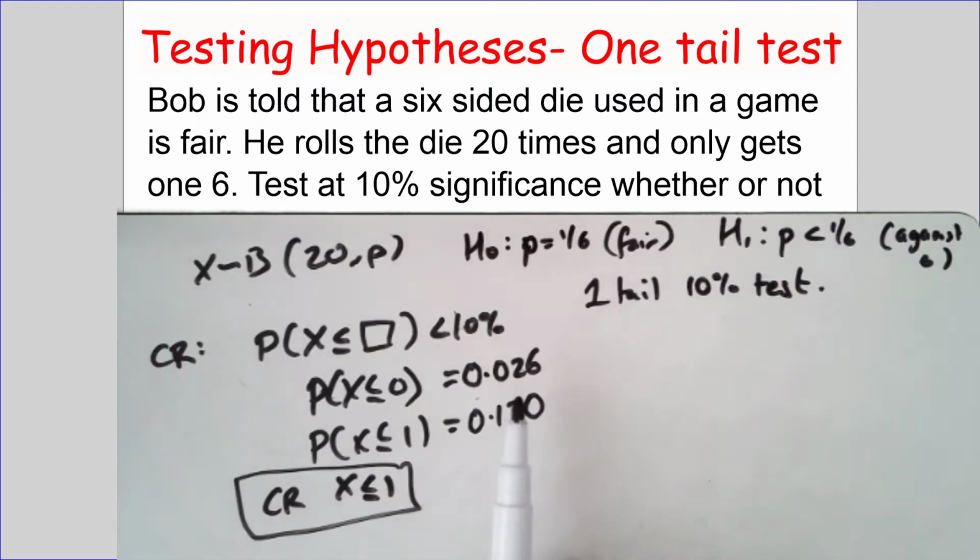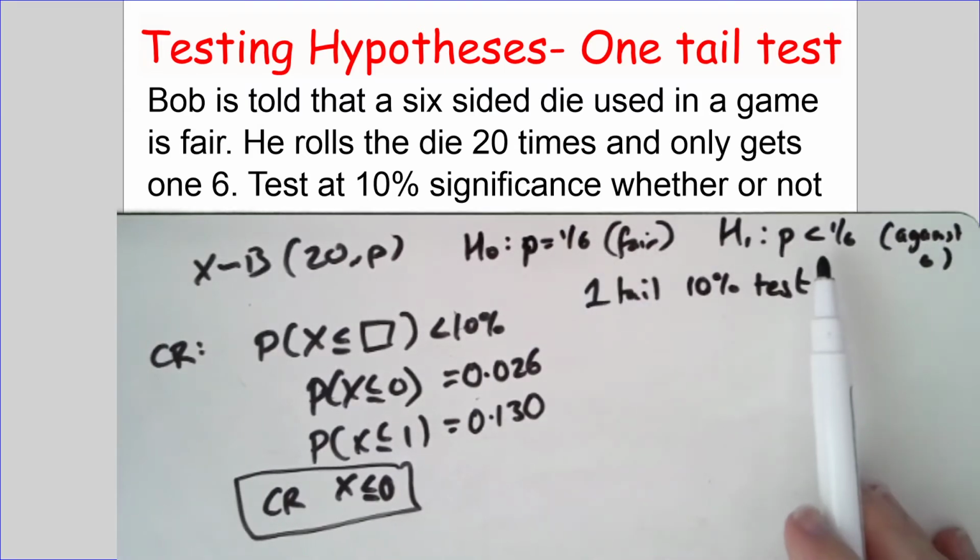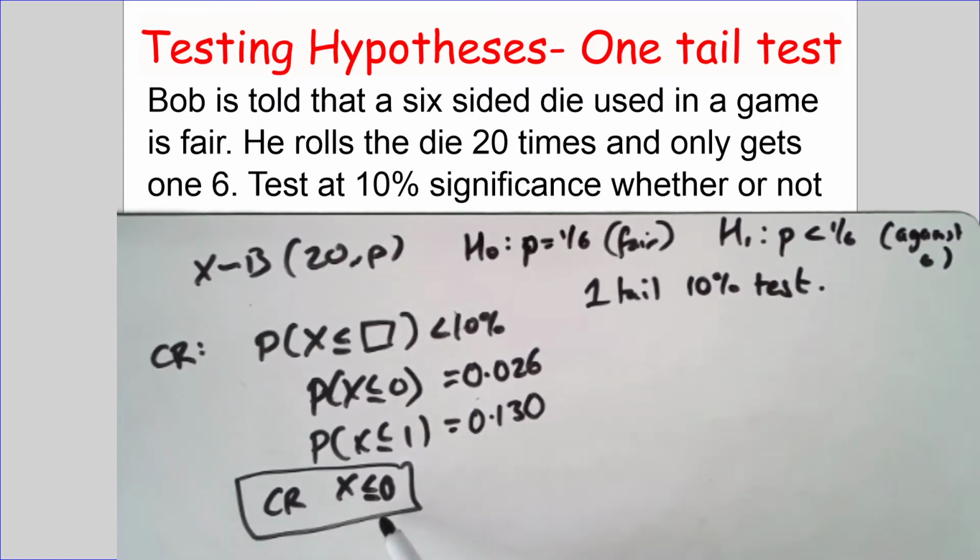No, our critical region isn't 1, our critical region is 0, because we're after less than 10% and this 13% here is bigger. So our critical region is actually less than or equal to 0. So if we got no successes, it would be so unlikely that this dice is fair, we would expect actually it's biased against sixes. So this is finding the critical region.